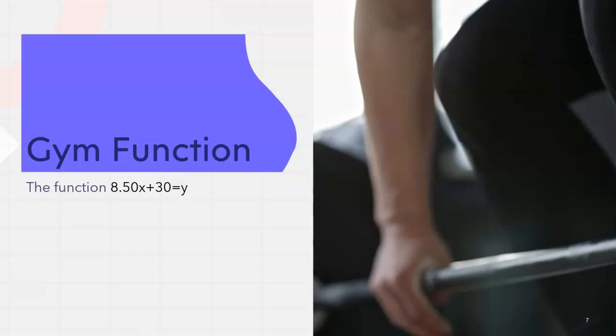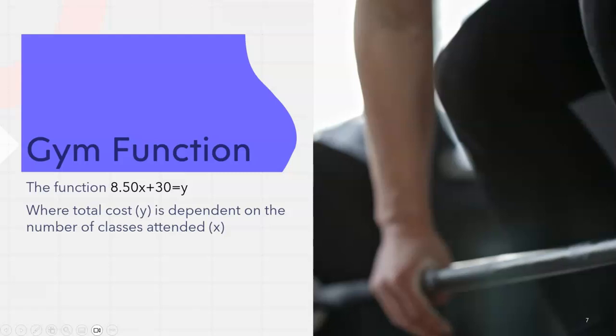So our gym function would be 8.50x plus 30 equals y. So if we didn't want to graph the function, we could use this to solve for other numbers of classes as well. And the total cost y is dependent on the number of classes attended, which is x. X is your independent variable because of how many classes you're taking, and y is your dependent variable because it's changing on how many classes you're taking.